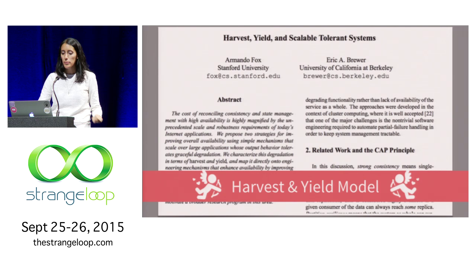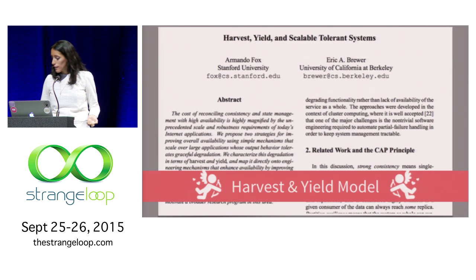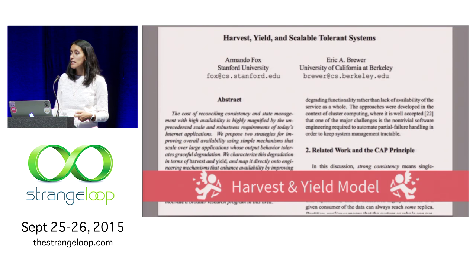The first model that I picked is called Harvest and Yield. This paper is an oldie but goodie. It was produced in 1999 by Armando Fox and Eric Brewer. I read it recently again from this new life that I have now. I think the reason it's still so poignant and important is because it formalizes the concepts that we use now to build distributed systems. It also gives us some ideas of strategies so we can enhance system availability in the presence of failure, and some patterns that we can use to make things more resilient.